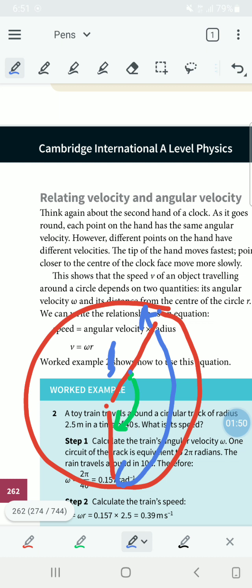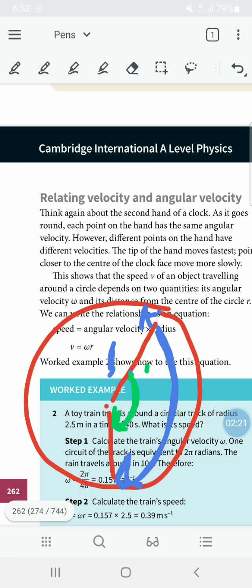But point A moves a bigger distance from here to here, as you can see. Point B travels only from here to here, which is a smaller distance. So as a result, they should have different speeds, because point A of the hand travels a larger distance in the same time, so it has to have a higher speed, as you can understand.